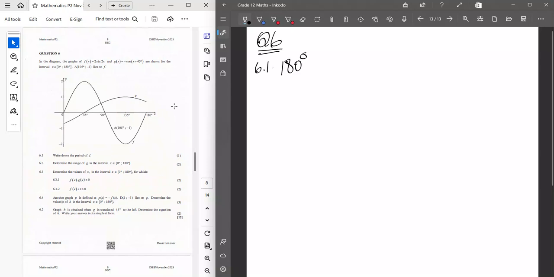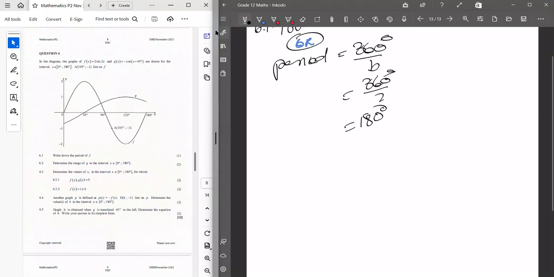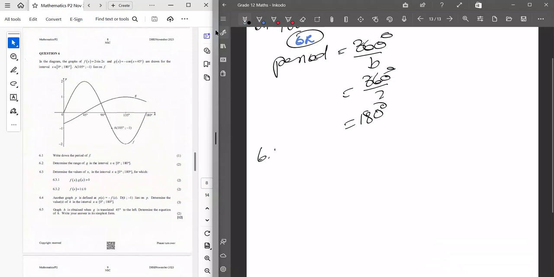Now, in this 0 to 360, when do you complete the first cycle? The first cycle is completed at 180 degrees. If you are not sure, you can say the period is 360 degrees over B. What is B? B is 2. And indeed, this is 180 degrees. Okay, perfect.